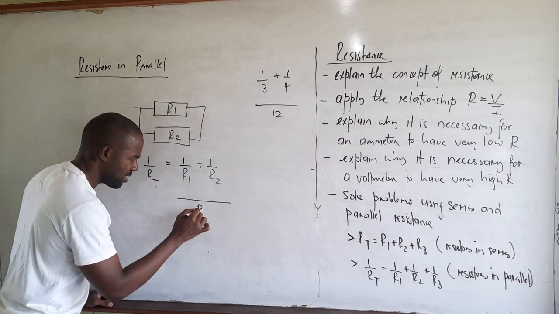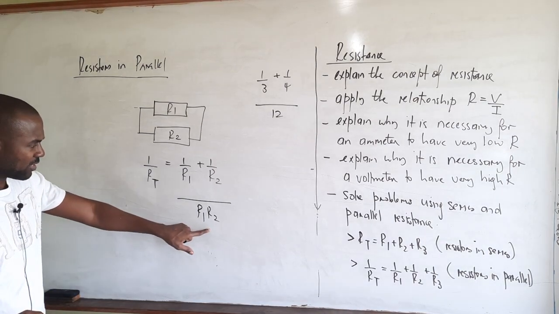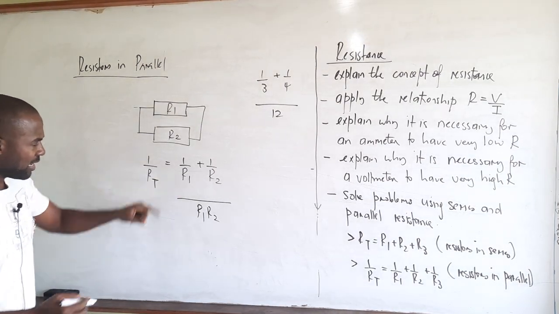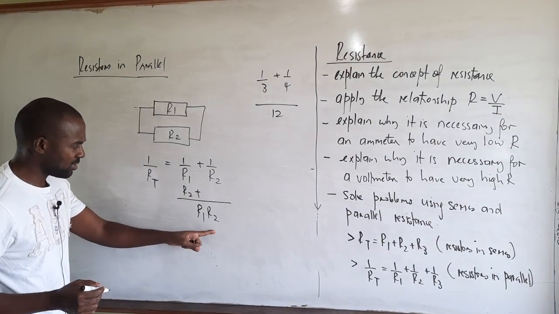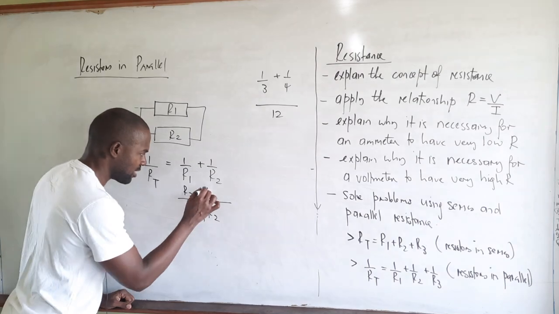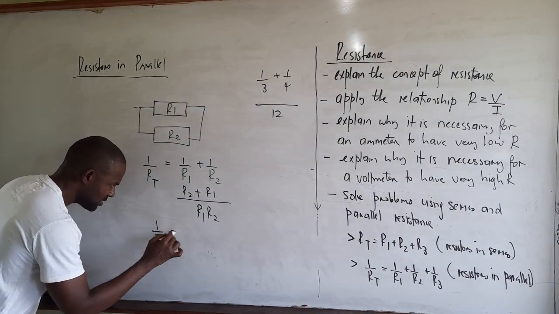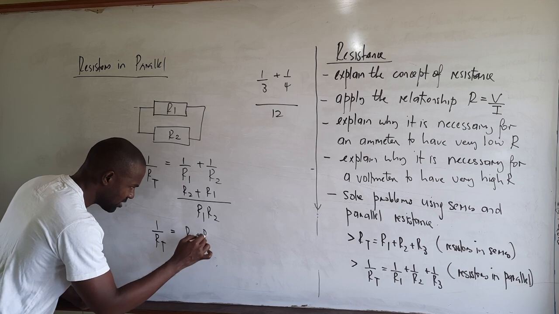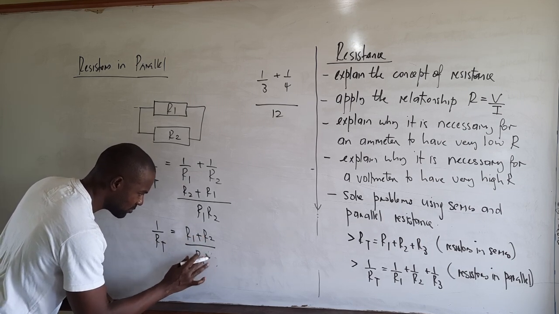So this is basically R1 times R2. This into this will leave R2 because the R1s will cancel, and so R2 times 1 is R2. Then this into this leaves R1 because the R2s will cancel, and R1 times 1 is just R1. And so we have 1 over RT is equal to R1 plus R2 divided by R1 R2.